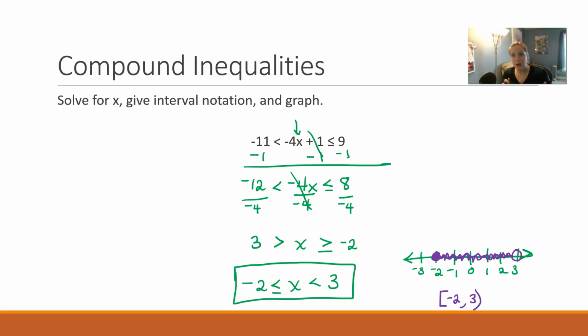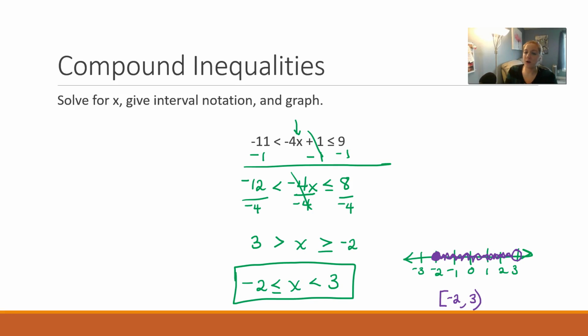We're becoming inequality graphing experts, aren't we? So keep practicing solving the inequalities and let me know if you have any other questions.